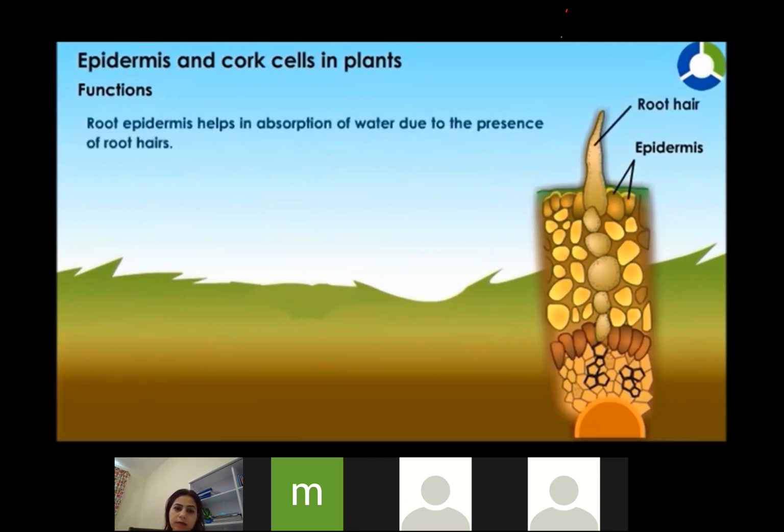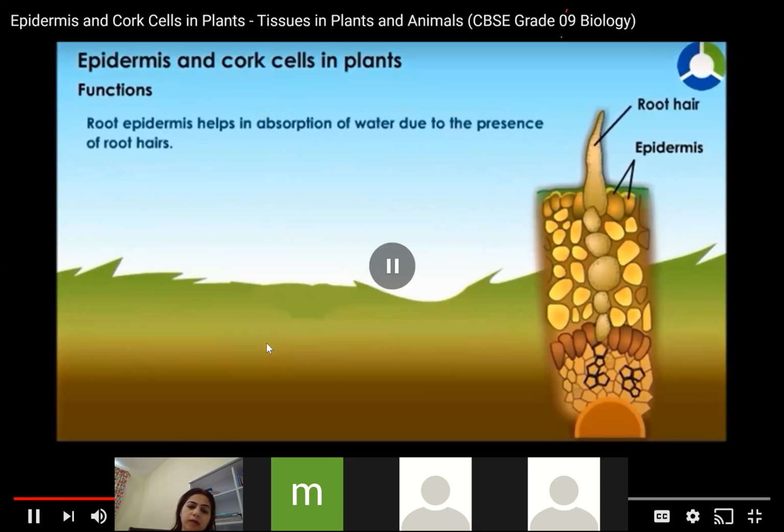Root epidermis helps in absorption of water due to the presence of root hair. How do they help in absorption of water, root epidermis? Because they have these slender projections, which are what? Root hairs. The root hairs increase the surface area, so this will allow for faster absorption.